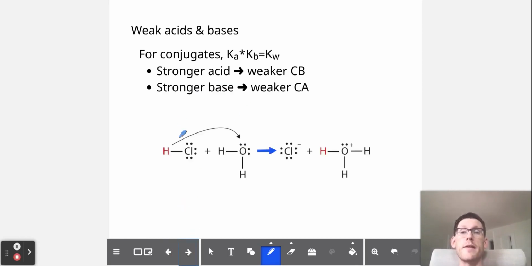What this means is that the stronger the acid, the weaker the conjugate base, and the stronger the base, the weaker the conjugate acid. HCl is an extremely strong acid, and so its conjugate base, chloride, is extremely weak. That's the reason why this is a one-way arrow and not an equilibrium.